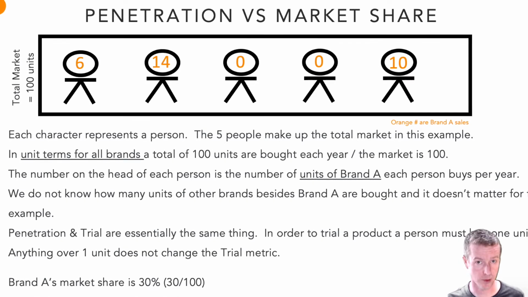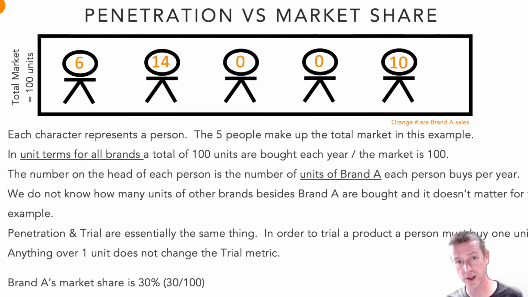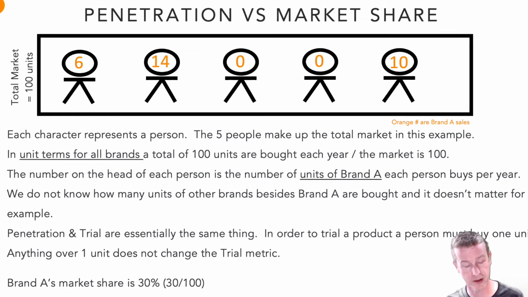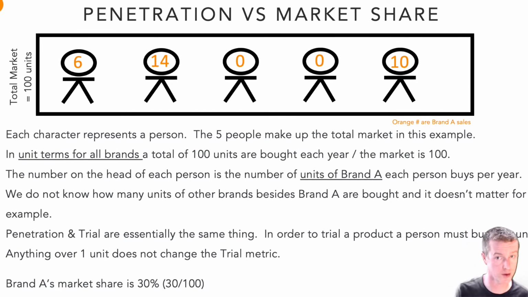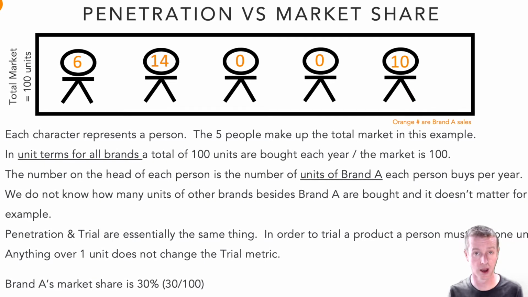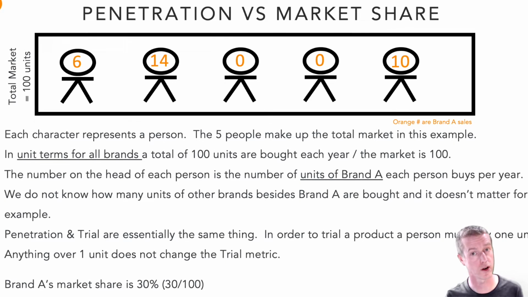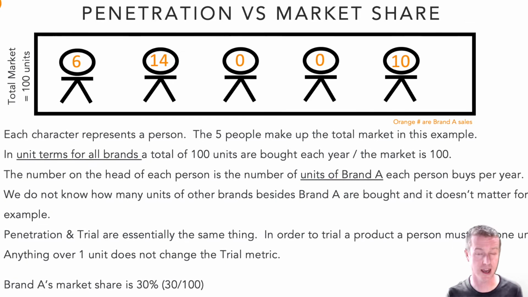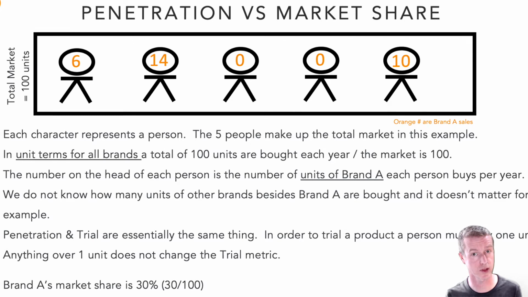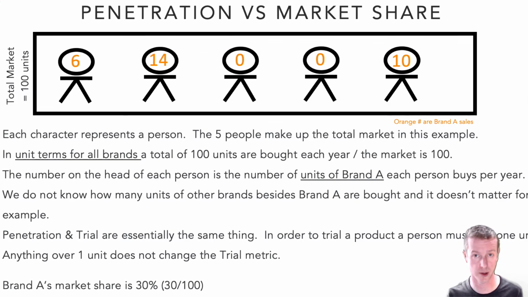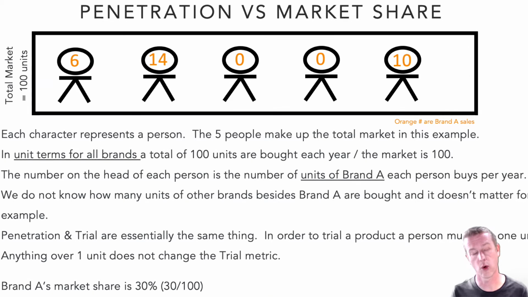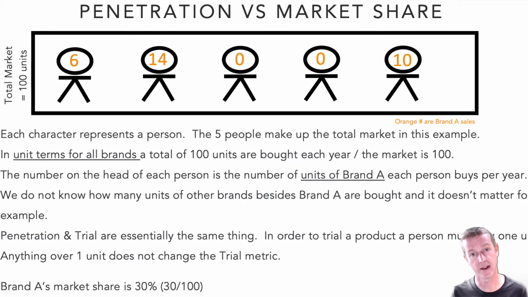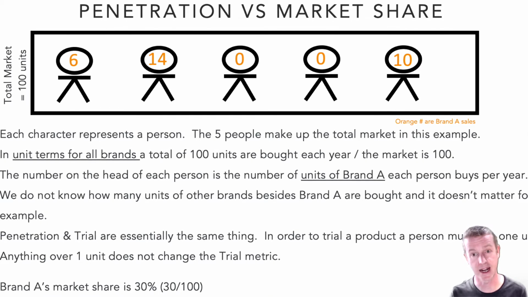So, market share for brand A is the sum of all the sales across the period to all of the consumers within that marketplace. So 6 plus 14 plus 10 is 30. Market share is 30 over 100. Sales of brand A over total sales for the marketplace, 30 over 100 is 30%. It's pretty straightforward.